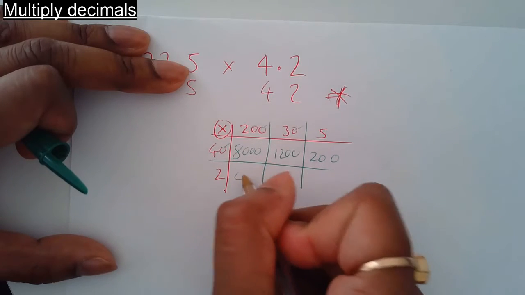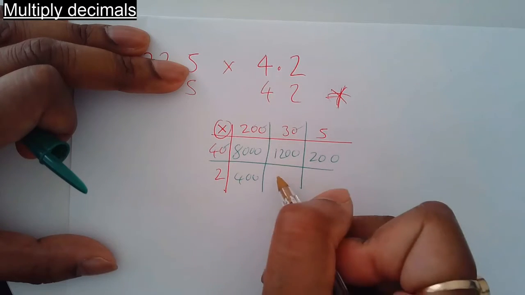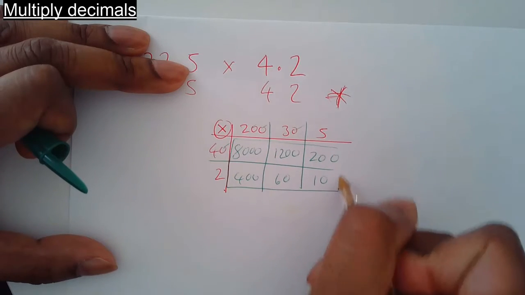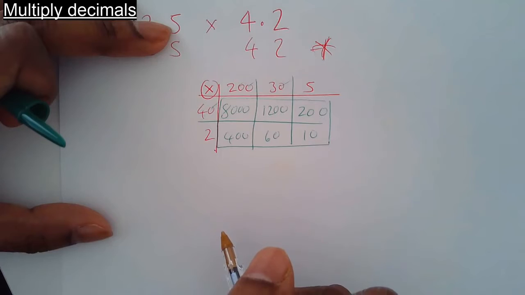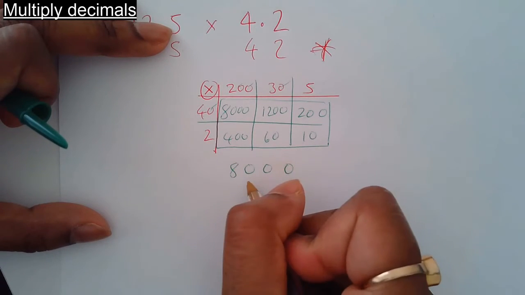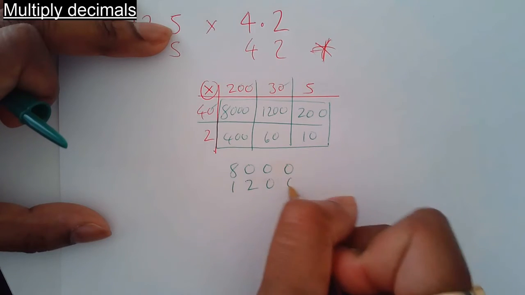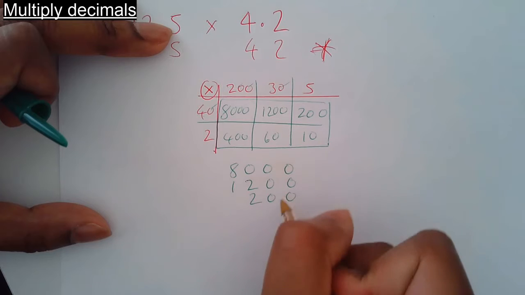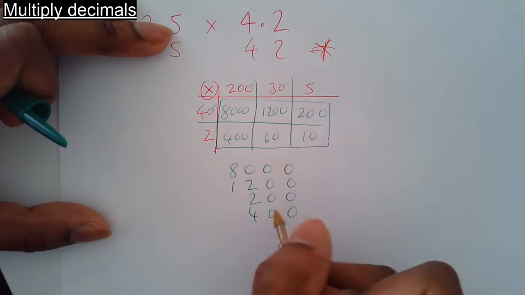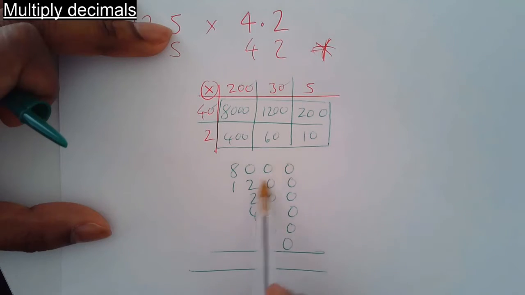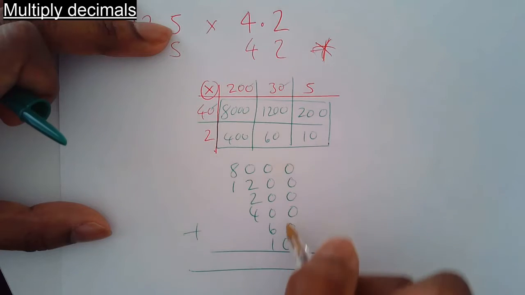2 times 2 is 4. 2 zeros. 2 times 30 is 60. 2 times 5 is 10. All you've got to do now is add these numbers together. Right, make sure you line these numbers up nicely. Don't put the 2 there, it needs to be here, 200. Just check it, everything's right. Adding.